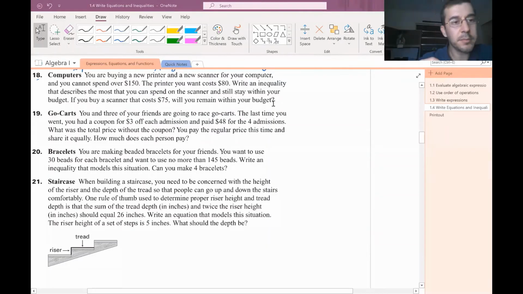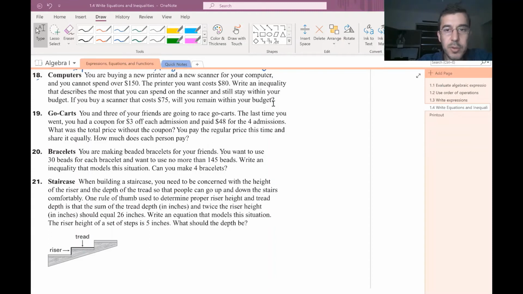Next is 18, computers. You are buying a new printer and a new scanner for your computer, and you cannot spend over $150. The printer you want costs $80. Write an inequality that describes the most that you can spend on the scanner and still stay within your budget. If you buy a scanner that costs $75, will you remain within your budget?